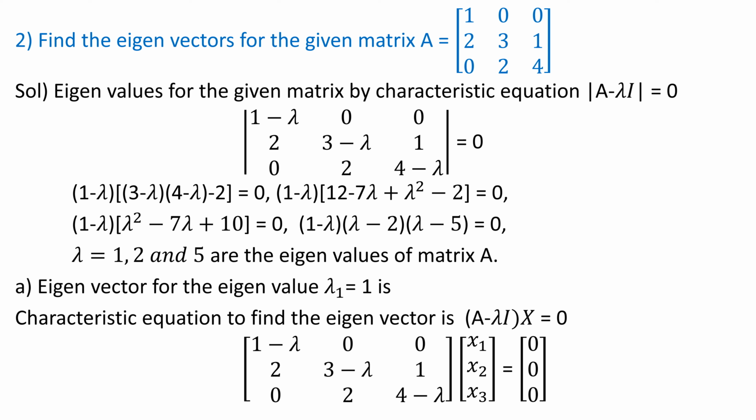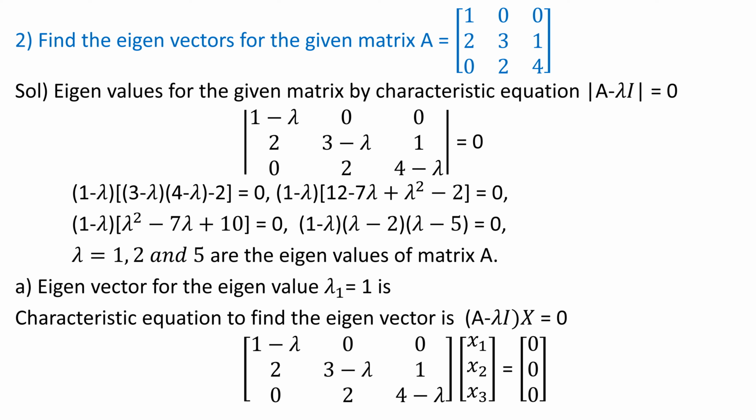So (1-λ) into, by multiplying (3-λ) with (4-λ), it will be 12 - 7λ + λ² - 2 = 0. From here it is (1-λ)(λ² - 7λ + 10) = 0. And from here it is (1-λ)(λ-2)(λ-5) = 0. So λ will be 1, 2 and 5, which are the eigenvalues for the given matrix A.